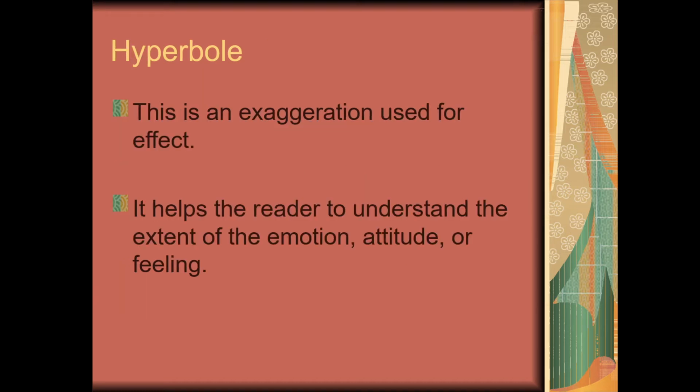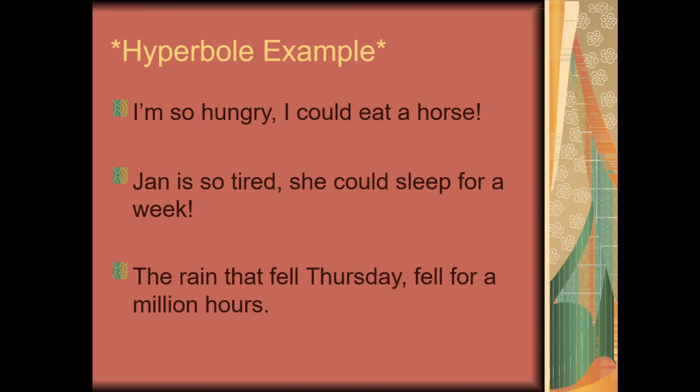The next one we have is hyperbole. I don't know how to pronounce this, so we're just going to say hyperbole. This is an exaggeration used for effect. It helps the reader understand the extent of the emotion, attitude, or feeling. Let's go into the example to explain it a little deeper. I'm so hungry, I could eat a horse. You're exaggerating how hungry you are. That's how hungry that person is, that he could eat a horse.